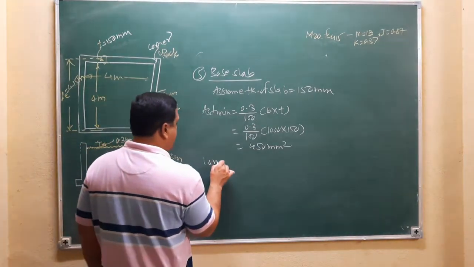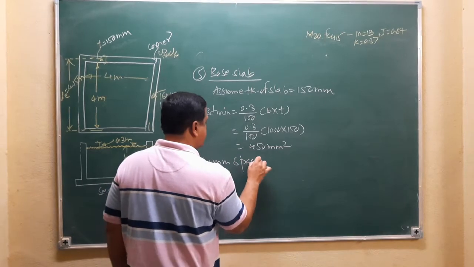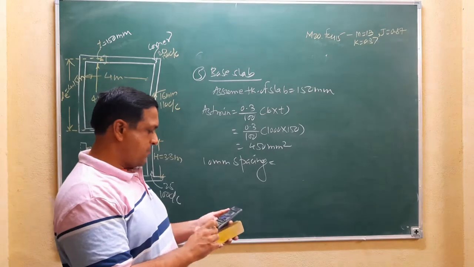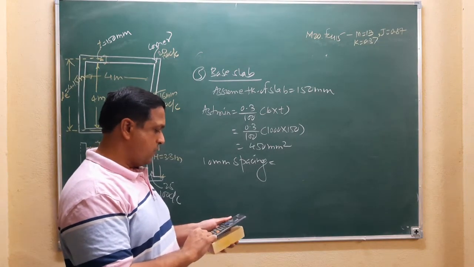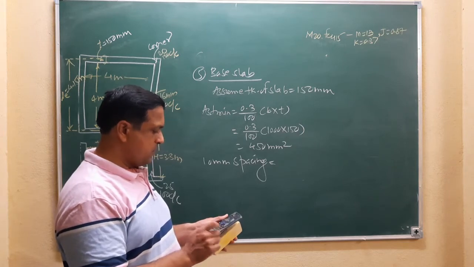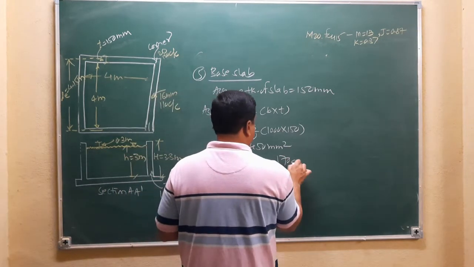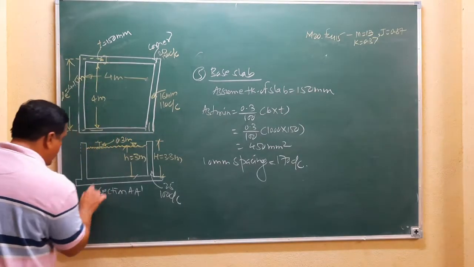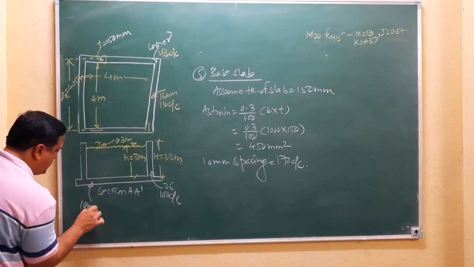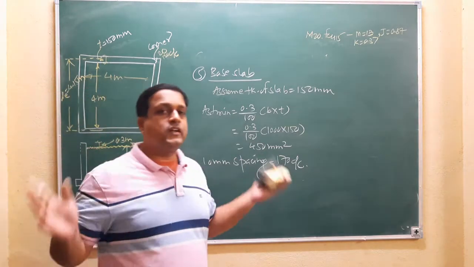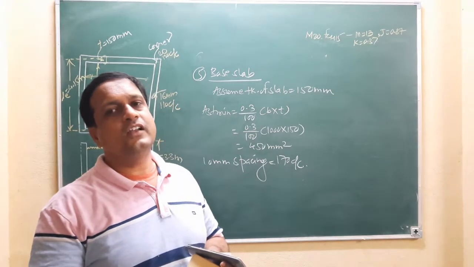So assume 10 mm diameter bar, and what is the spacing? This steel is provided at the base slab. So it is expressed by pi by 4 into 10 into 10 into 1000 divided by 450. This is 170 mm center to center. So at the base slab, provide 10 mm diameter bar, 170 mm center to center. So this is the total design of this tank.